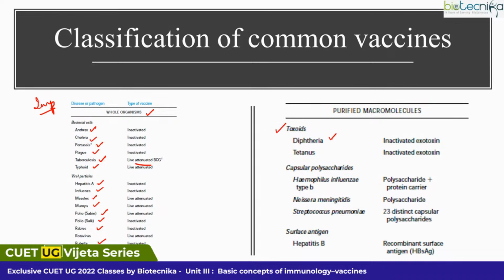Then for toxoids, as we saw, diphtheria and tetanus are the examples. For the capsular polysaccharides, we have Haemophilus influenzae type B, where the polysaccharide is conjugated with a protein carrier. Then only polysaccharide is used for Neisseria meningitidis as well as Streptococcus pneumoniae, where there are 23 distinct capsular polysaccharides. All of these have been studied and shown to be capable of acting as a vaccine. Now, apart from that, for the recombinant surface antigen, the example is hepatitis B, where the gene that encodes the surface antigen for this hepatitis is expressed.